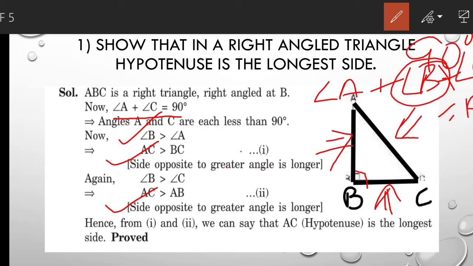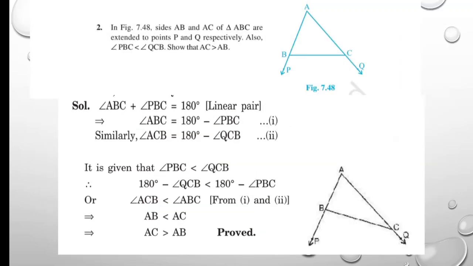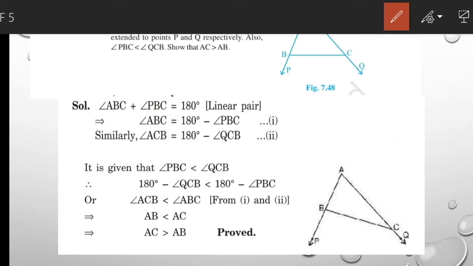Now our next question. In figure 7.48, the sides AB and AC of a triangle ABC are extended to points P and Q respectively. Also, angle PBC is greater than angle QCB. Show that AC is greater than AB. So here in triangle ABC, angle PBC is greater than angle QCB.